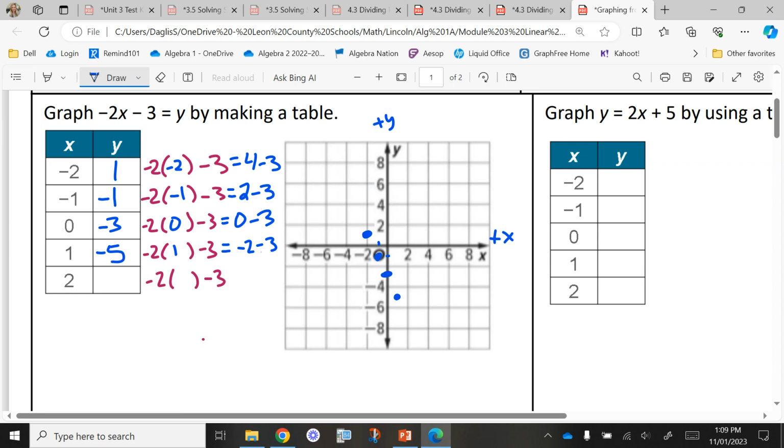Our last one, what do we plug in? Instead of an x, we're going to have a 2. Good. What is negative 2 times 2? Negative 4, good. And negative 4 minus 3?